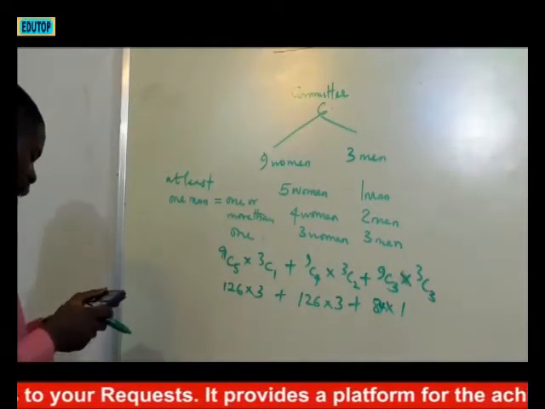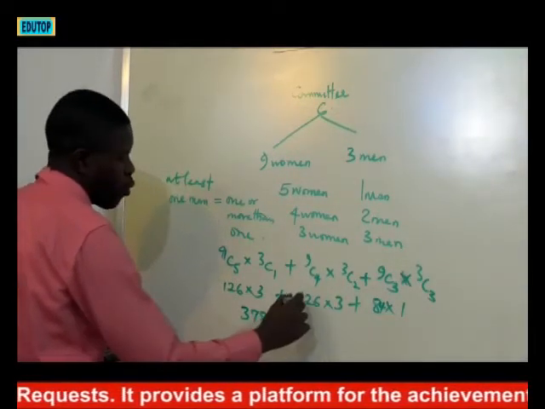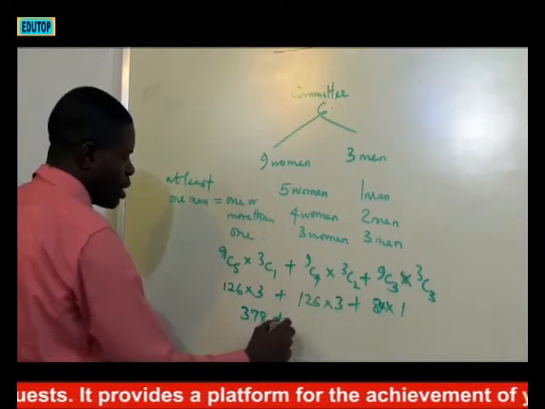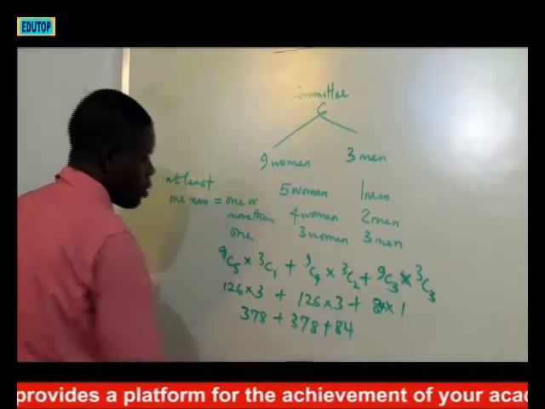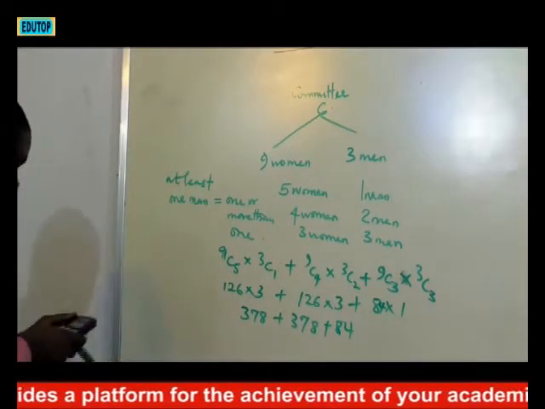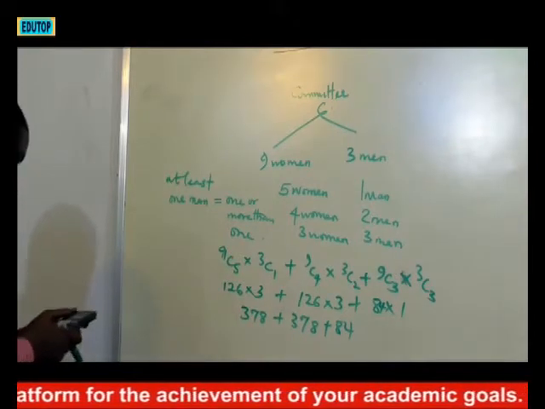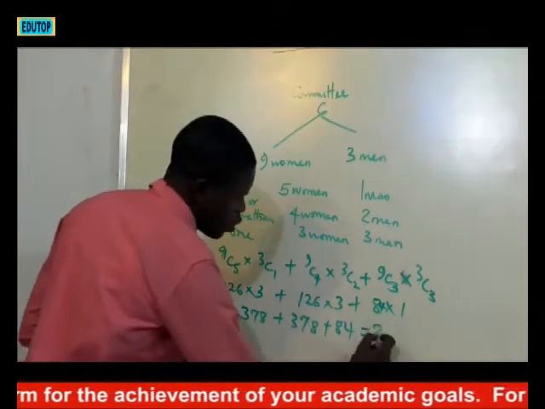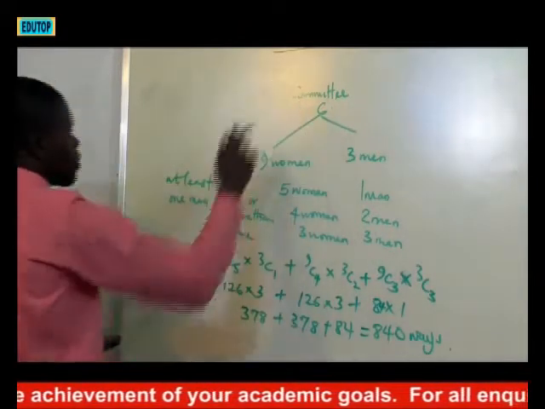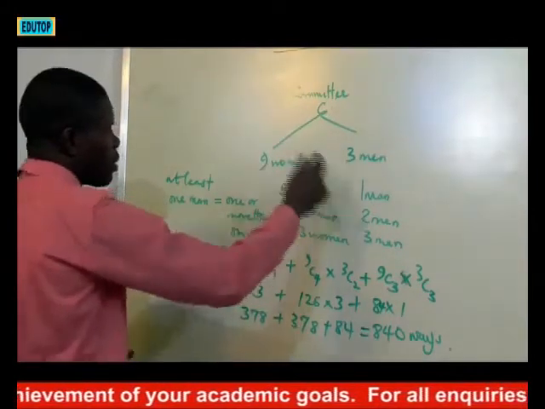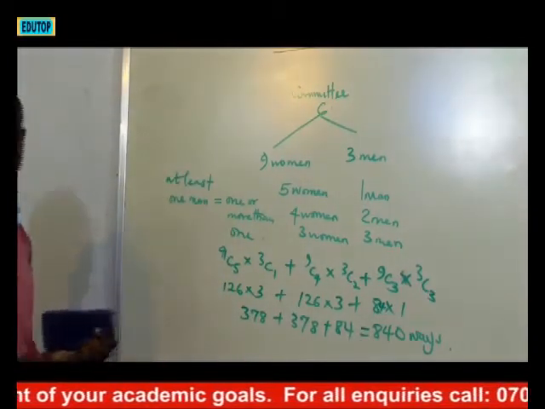126 times 3, that is 378, plus 126 times 3 again, that is 378, plus 84 times 1, that is 84. So we have 378 plus 378 plus 84, and that will give us 840. So the number of ways a committee of 6 can be formed from this information is 840 ways.